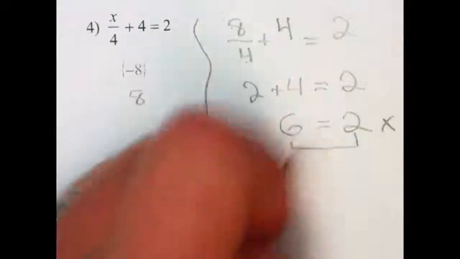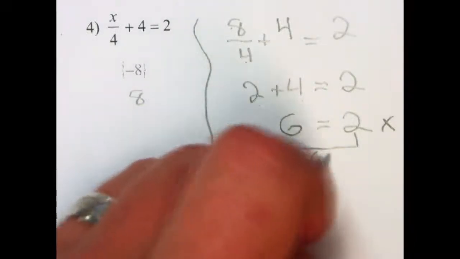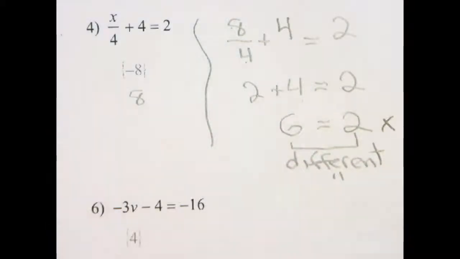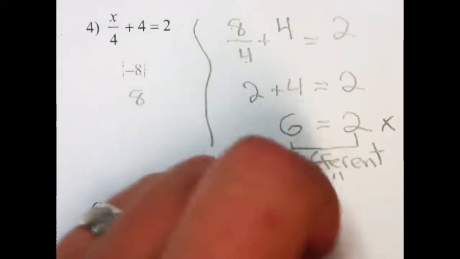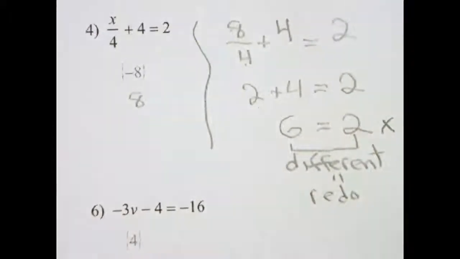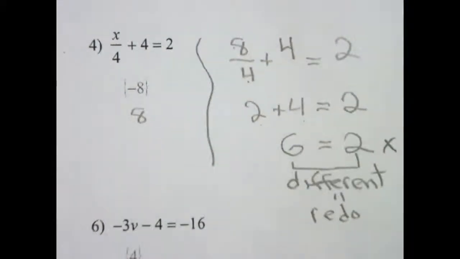Okay? So different means redo. If you ever get a different answer, a different number on both sides, that means you're supposed to redo it and go back and find out, what did I do wrong? How come I'm not getting the same thing? There's a mistake somewhere that you need to find. Right? That's what it means.